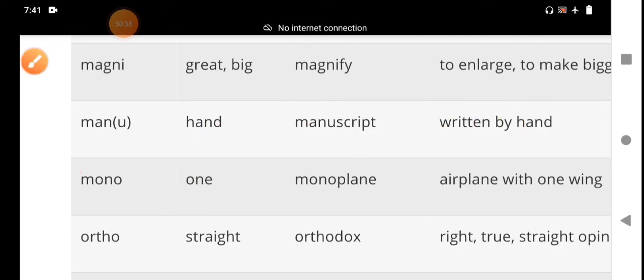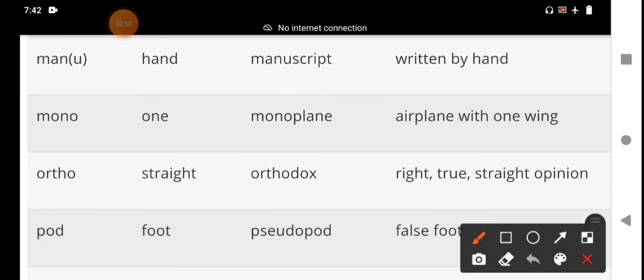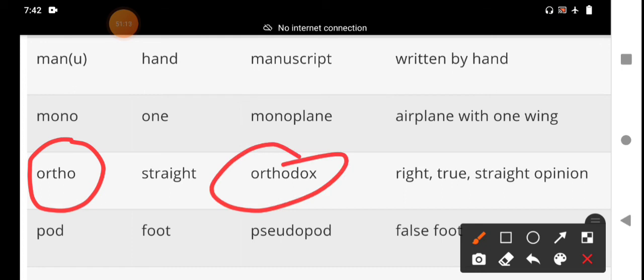And then the next word, I think the last word. After that, I will conclude today's class. That one is ortho. What is the meaning of ortho? Ortho here means straight. They have given the word orthodox. Orthodox in general means right or true or straight. True opinion, right opinion, straight opinion. That is the meaning of orthodox.